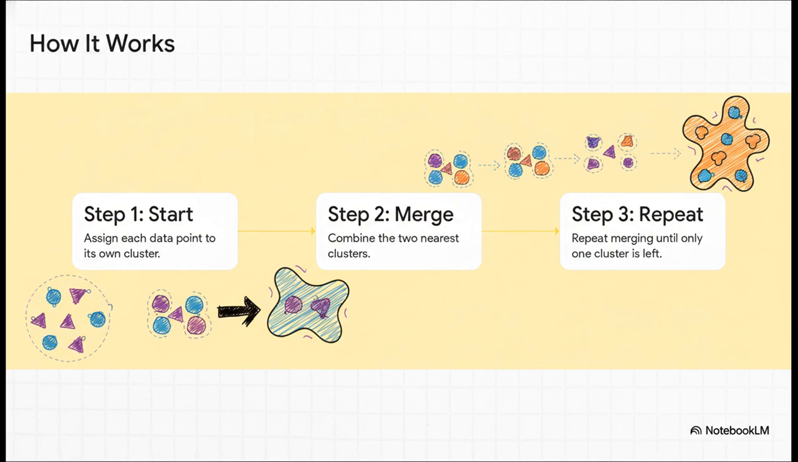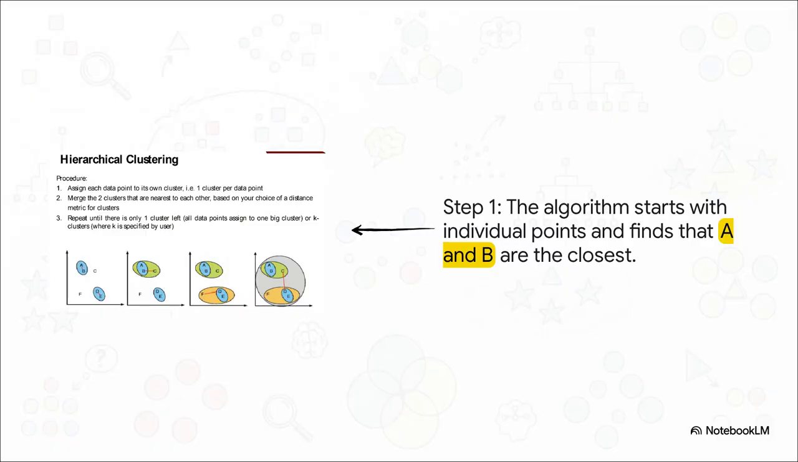First, you just imagine that every single data point is its own tiny individual cluster. Then, the algorithm finds the 2 points that are closest to each other and merges them. And that's it. It just keeps repeating that process, finding the next closest pair and merging them over and over and over again. Let's actually watch it happen.